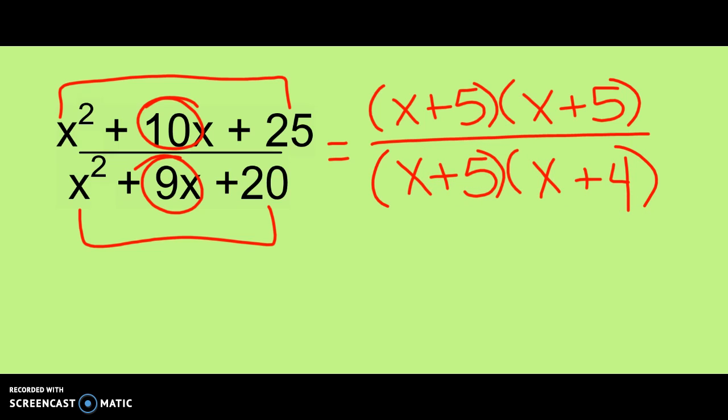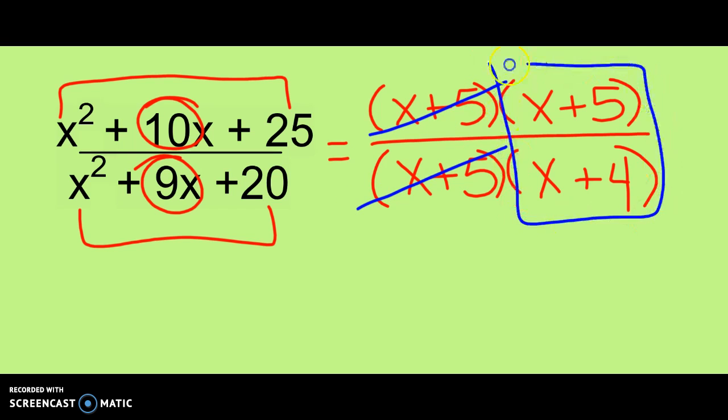The very next step is to cancel out anything that's exactly the same on the top and the bottom. Whatever's left over is what your answer is going to be. So we've got x plus 5 over x plus 4.